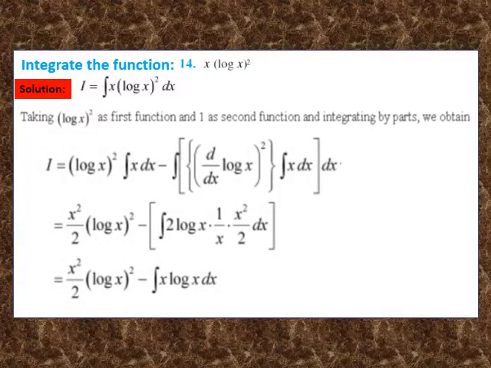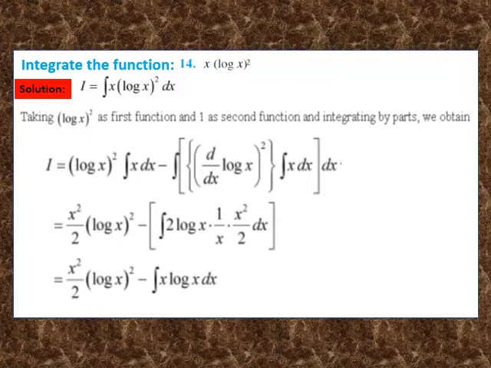Moving to question 14. Integrate the function x into log x whole square. Since L comes before algebraic, our first function will be log x whole square and the second function is x. Applying integration by parts, we get I equals first, log x whole square, integral of x dx, minus integral of the differentiation of first, that is the differentiation of log x whole square, into the integral of second, that is the integral of x dx, and whole integral.